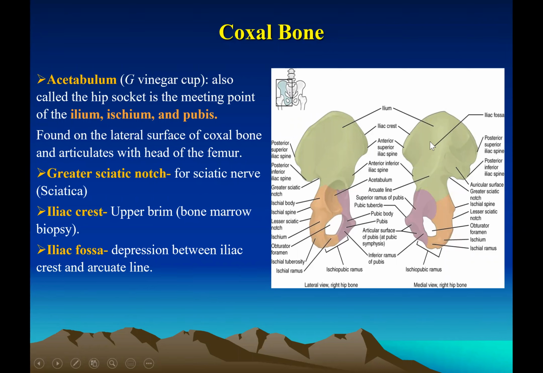In the medial view, you can see a line called the arcuate line. And there is a depression here called the iliac fossa, which is the depression between the iliac crest and the arcuate line.